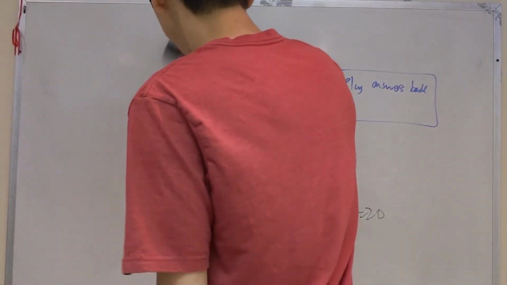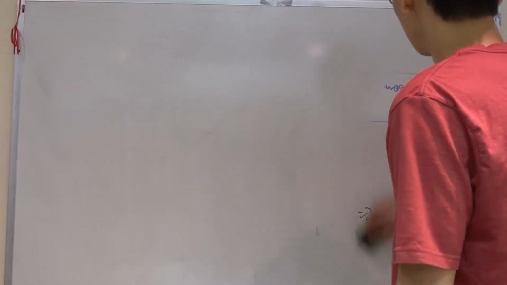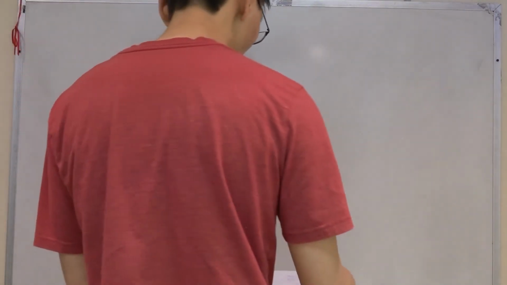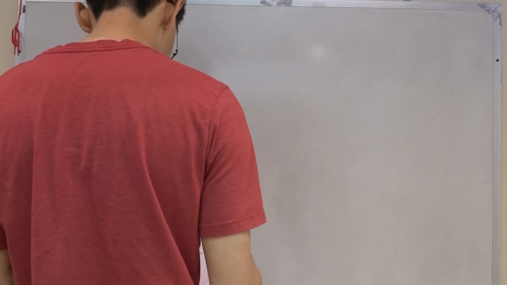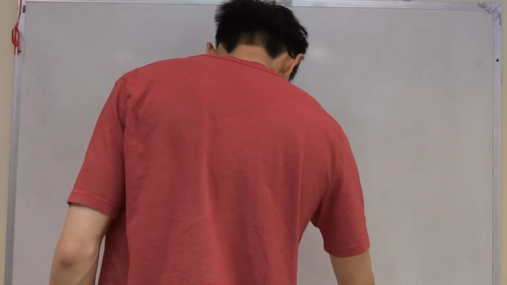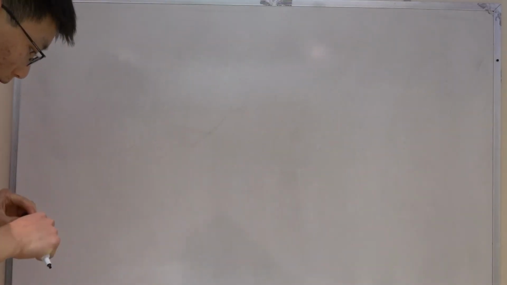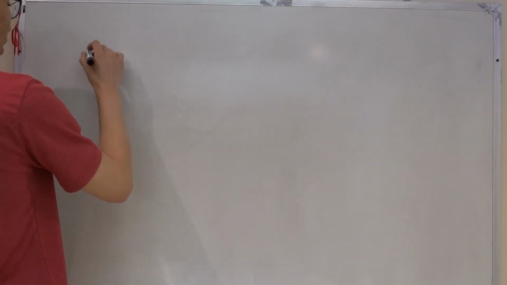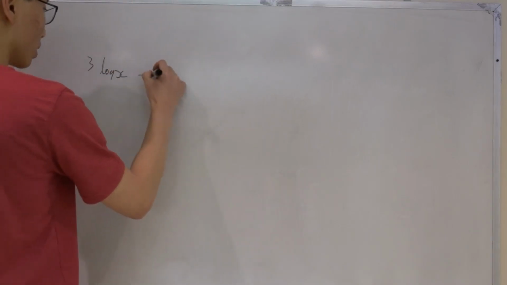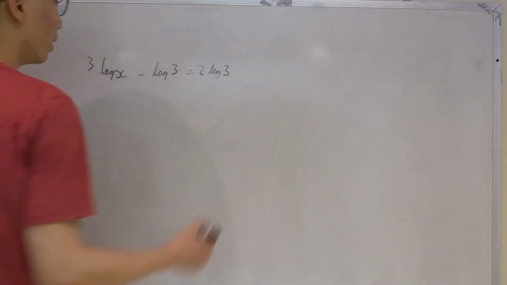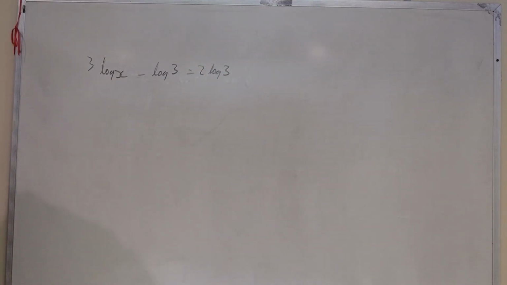So here's another one. I'm pulling these from tests, by the way, so this is really end-level log equation stuff. It's not horribly difficult. All right, this one's a little tricky. 3 log x minus log 3 equals 2 log 3. Now this one here is just ready to set you up for some mistakes, so let's take this slowly.